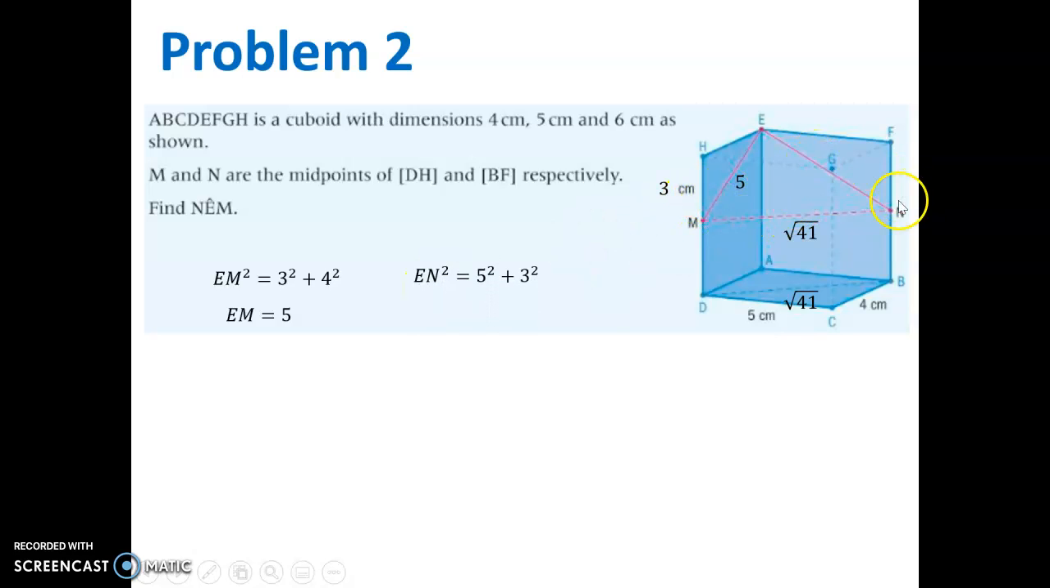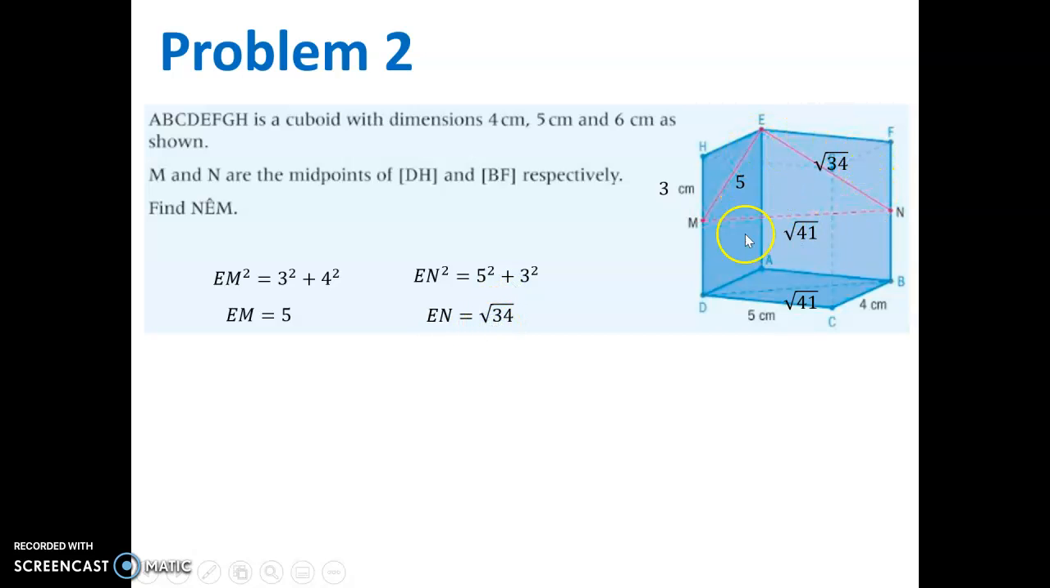Okay, so I just found that's 5. Now I'm looking for EN. And EN, yes, it's part of this red triangle, but it's also part of this other triangle right here that I'm tracing now. Okay, EFN. So EN is the hypotenuse of that right triangle. So EN squared equals 5 squared. This is 5 because it matches this side. And 3 squared. So here we go. Finding EN is the root of 34.